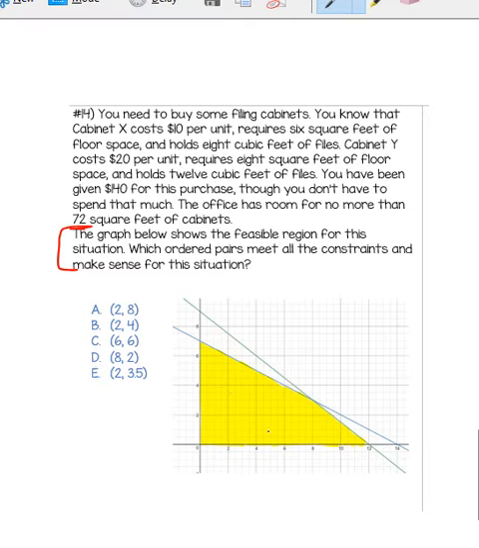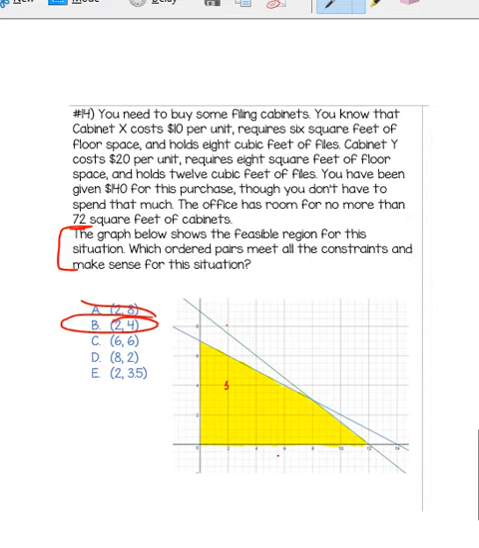I have my constraints, they're all graphed here, and the shaded region is my feasible region. Okay, so my feasible region are all of the possible solutions. So if I look at this first one, (2, 8) ends up all the way up here. That is not in the feasible region, so A cannot be an answer. But (2, 4) is in my feasible region, so that would be one possible combination of cabinets. I might get 2 of X cabinet and 4 of the Y cabinet.